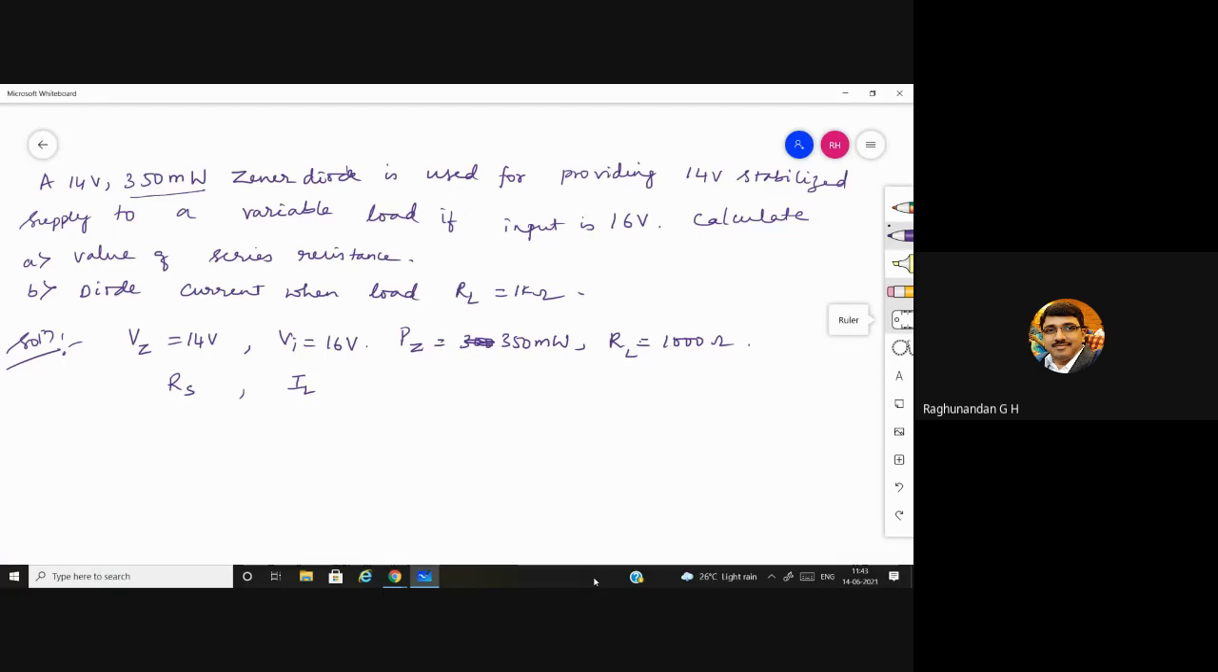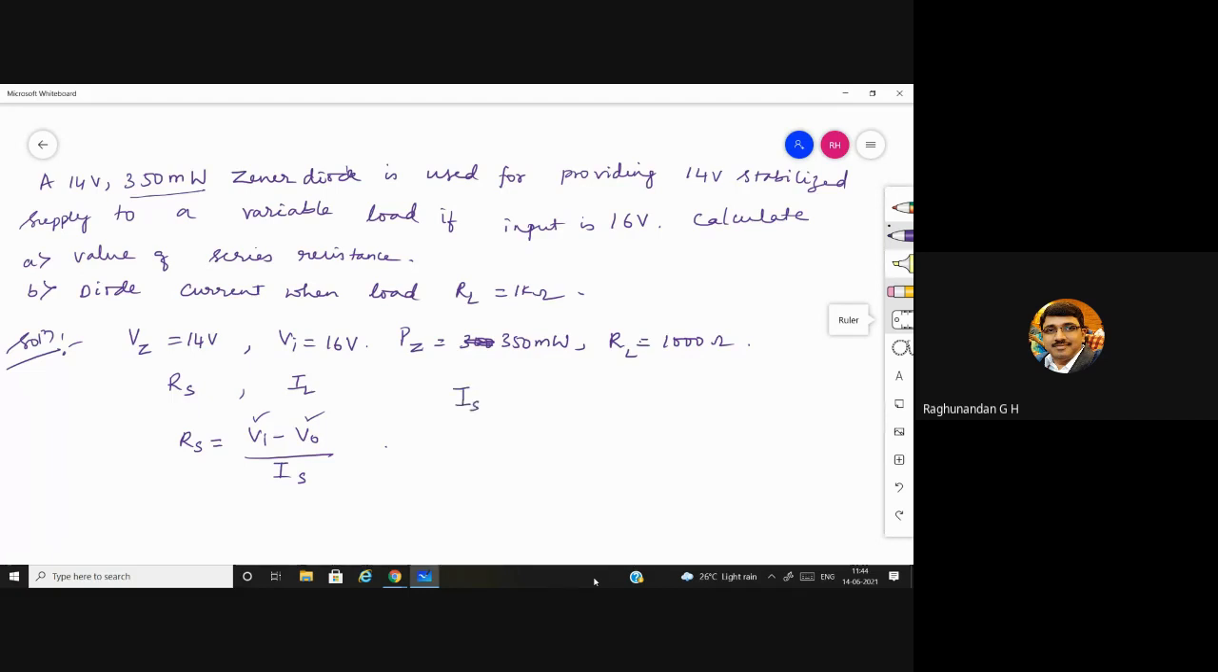So to find RS, we know that it is the resistance lying between the input supply and the output, and that is going to have the current through it as IS. So RS is given by VI minus V0 divided by IS. But from the question, we don't know what IS is. We know VI and V0, but we don't know IS.